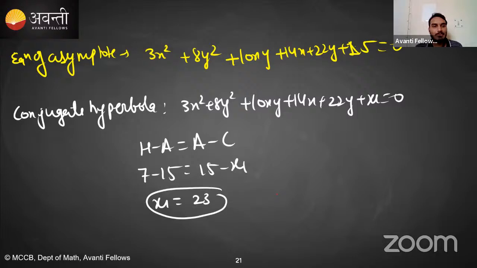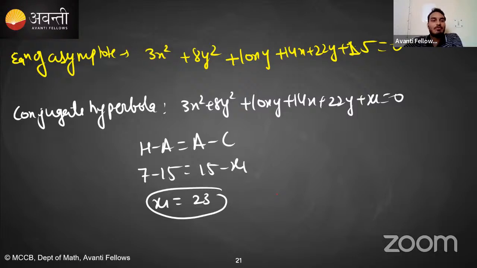Is this clear? Did you understand? Tell me if you have any doubt in it. So when you are given the equation of the hyperbola, what you need to do is just change the constant term, and then it will represent the asymptote and the conjugate hyperbola.